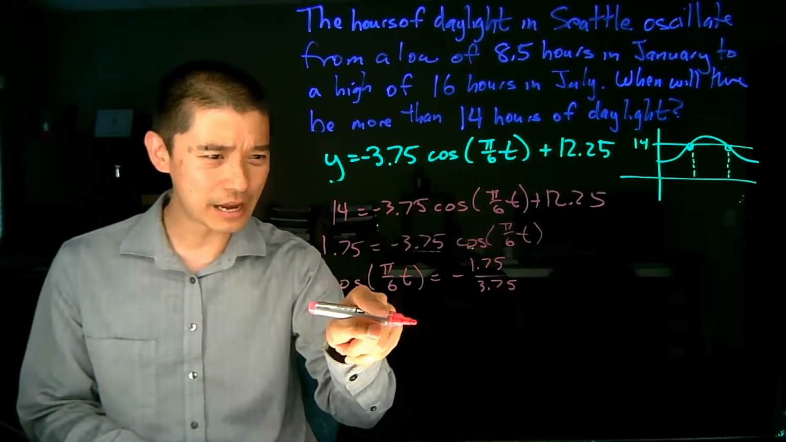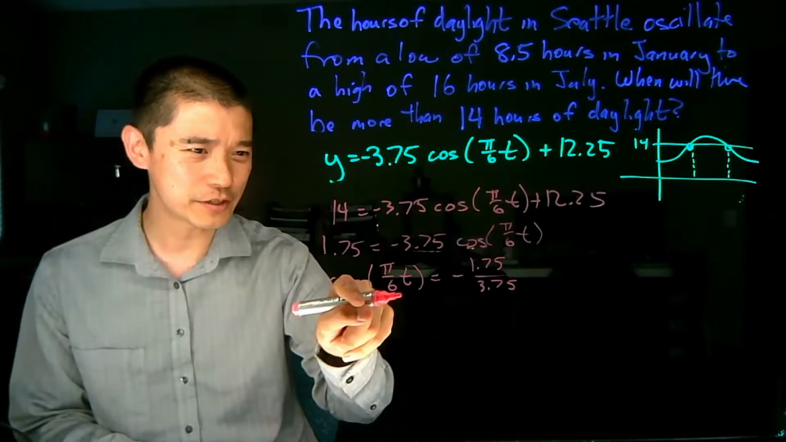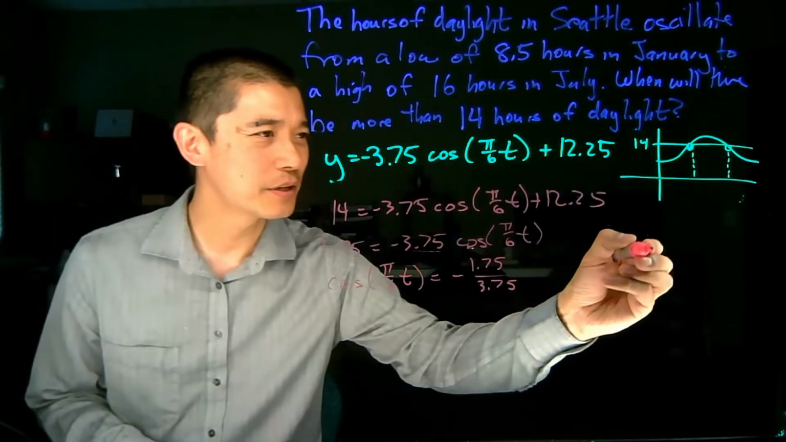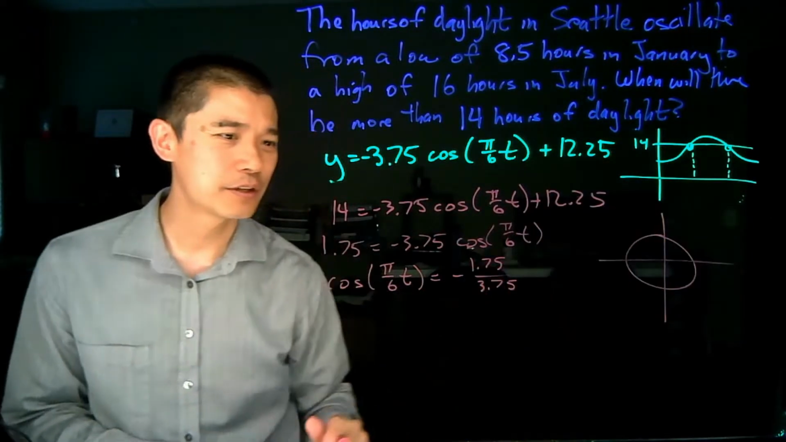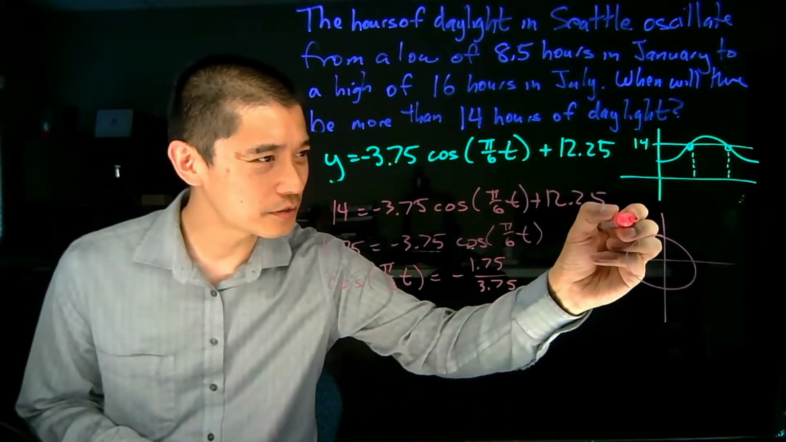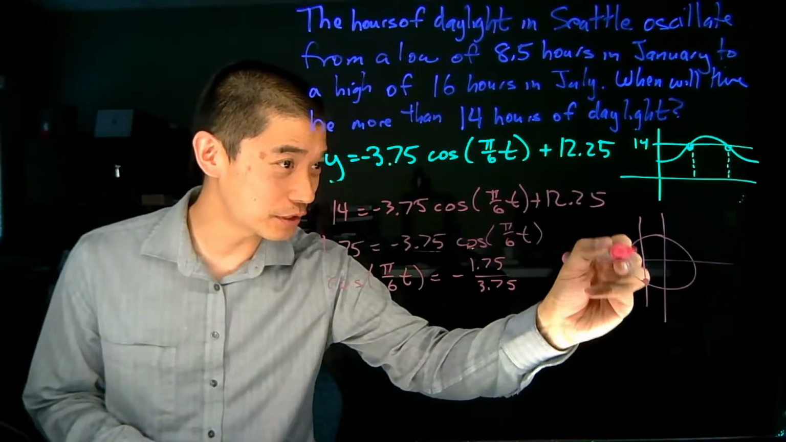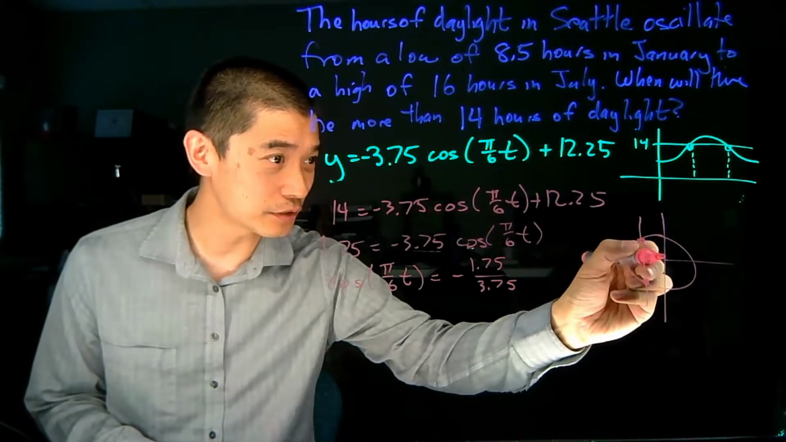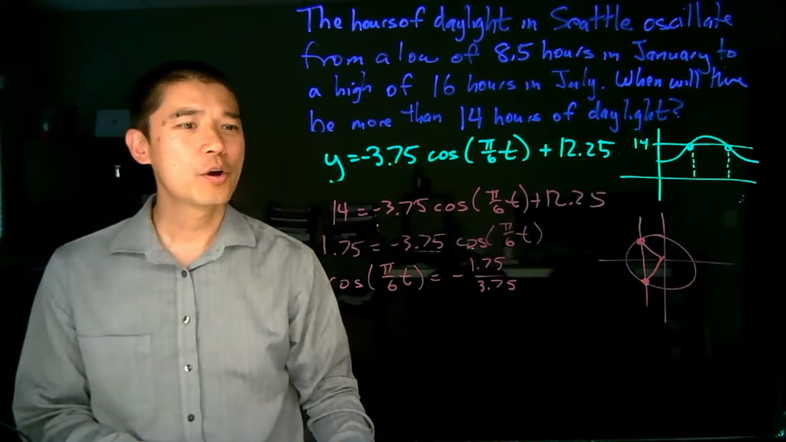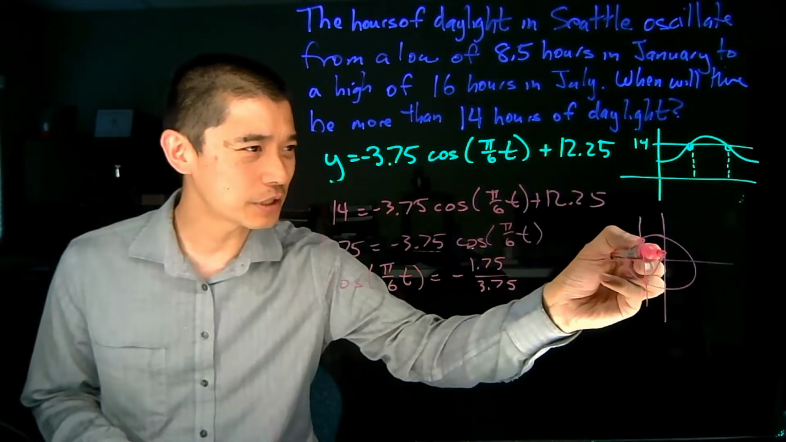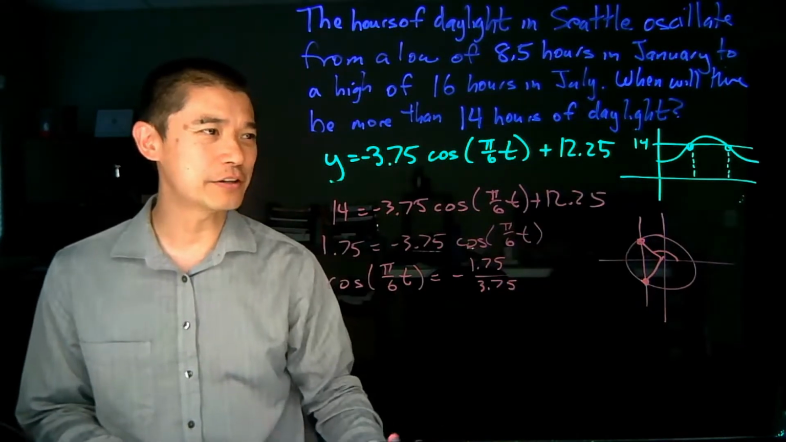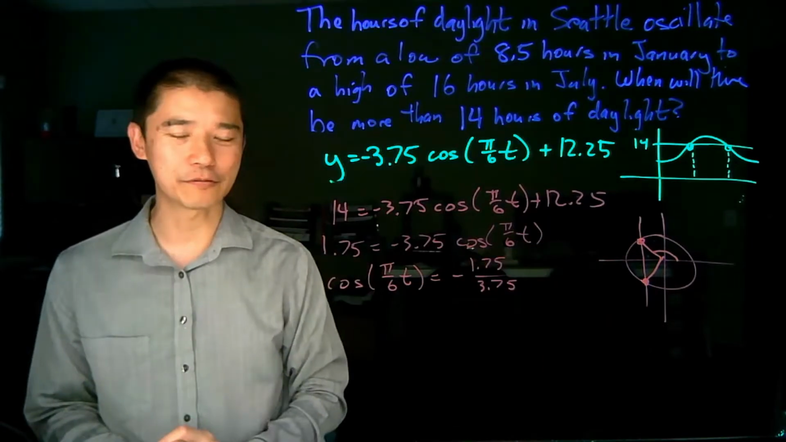Now at this point, we have a basic trigonometric equation. Cosine of an angle equals a number. Let's take a look. Cosine is the x-coordinate, so we have a negative x-coordinate, and so there should be a solution in the second quadrant and a solution in the third quadrant. When we take the inverse cosine of this, we're going to get that second quadrant value, and we're going to have to use that to get the third quadrant value.